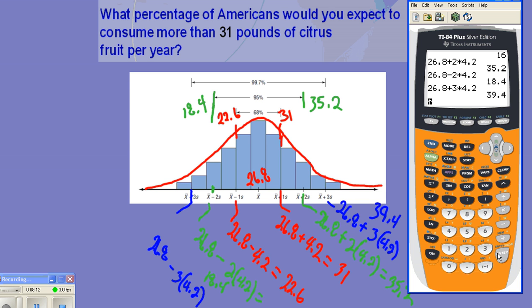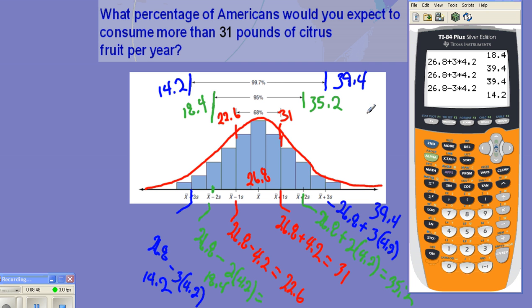And remember, I can press second, enter to bring the previous up, move over on top of that plus sign, make that a minus, and press enter, and I get 14.2. So that means that 99.7% of Americans eat between 14.2 and 39.4 pounds of citrus fruit.